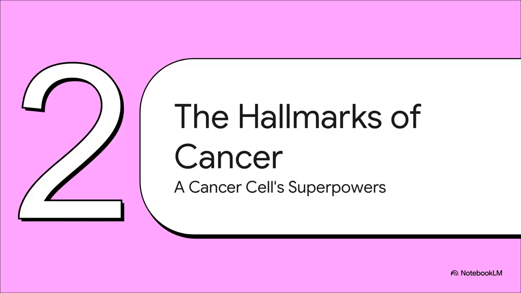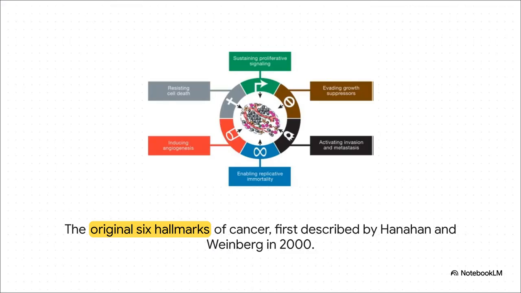These genetic advantages give cancer cells what you can almost think of as superpowers. These are specific, acquired abilities that let them break all the normal rules of cell behavior. And to make sense of this, scientists have come up with a brilliant framework called the hallmarks of cancer. Right, so back in the year 2002, researchers Hanahan and Weinberg first pinpointed 6 core superpowers that a cell has to acquire to become truly malignant.